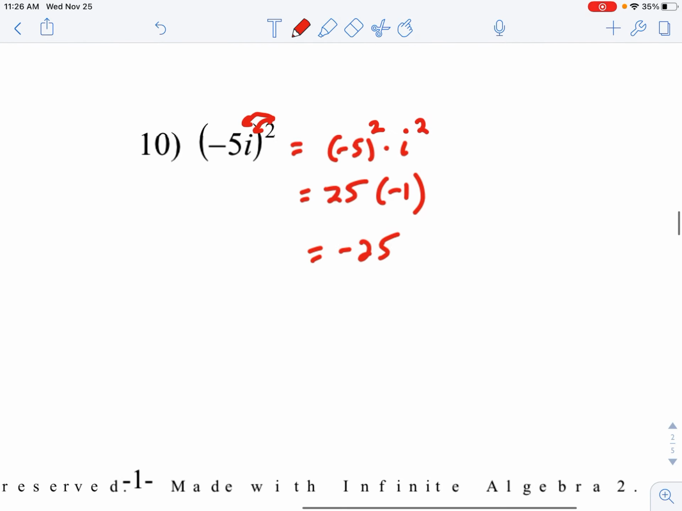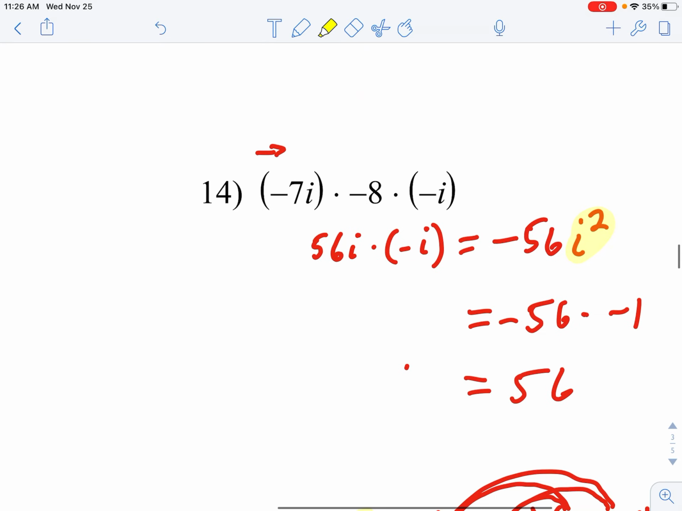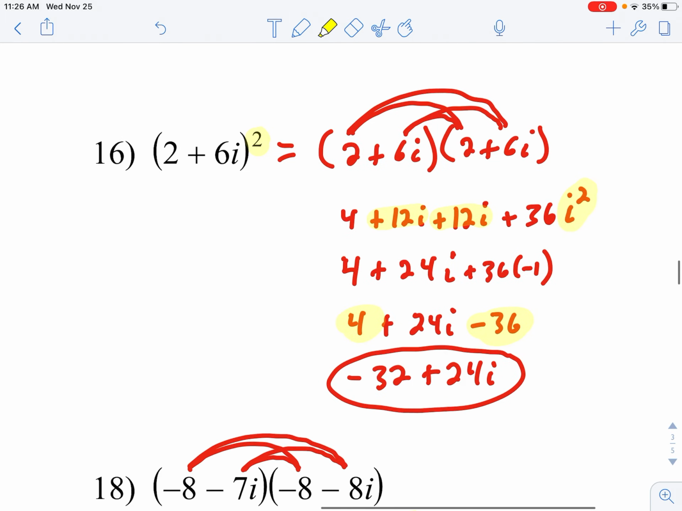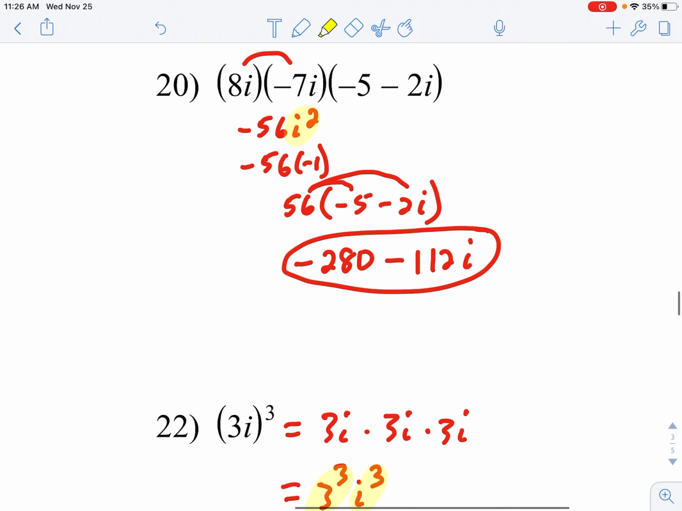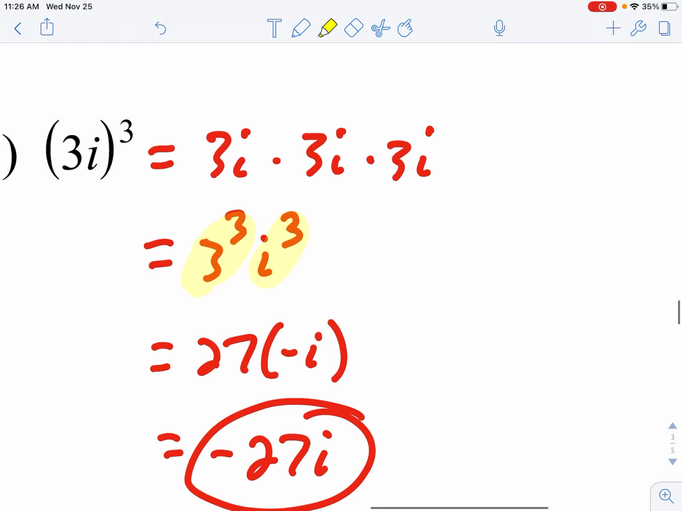But you have this extra fact that if you ever have i squared pop up in a problem, you do have to change it to -1 and then simplify it. So that happens over and over and over again. i squared turns into -1. It happens problem after problem after problem. And then finally, again, if you have an i cubed, it turns into -i.